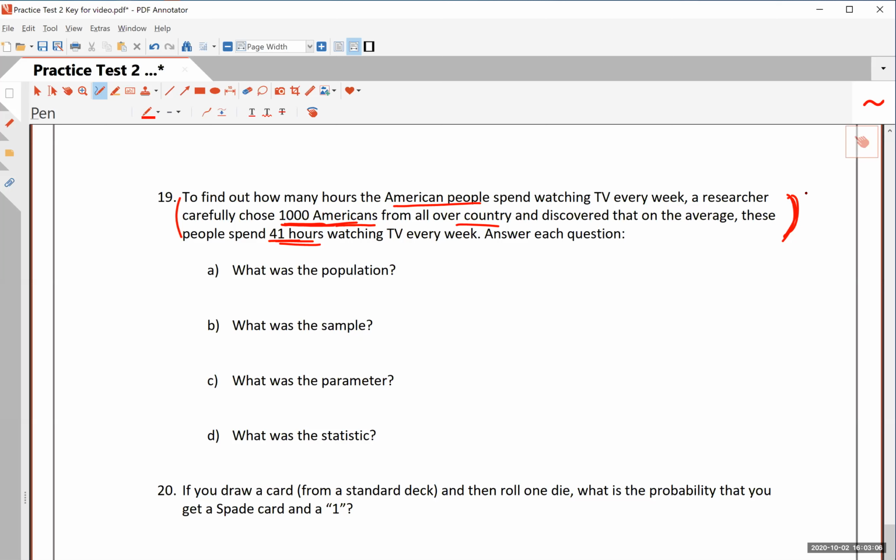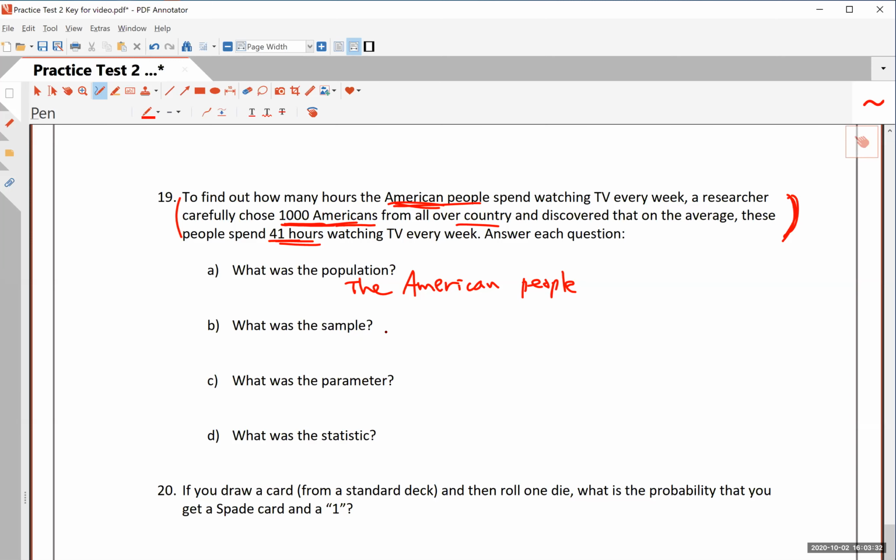What was the population? Right, so the answer really comes from the first line here, because the question says to find out how many hours the American people, American people, theoretically all of the American people. That is the population, okay? And the population is the group of people or the things that the researchers are interested in.